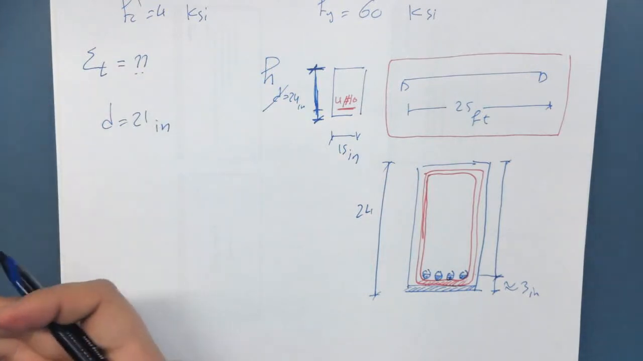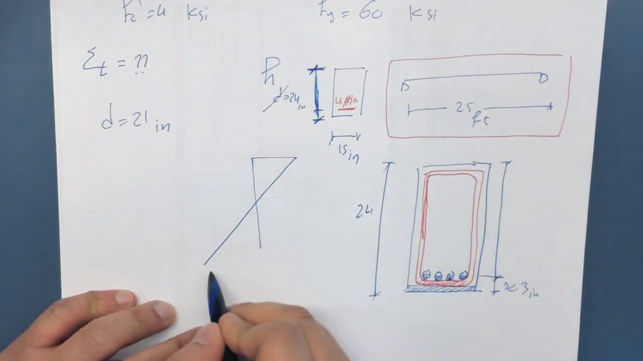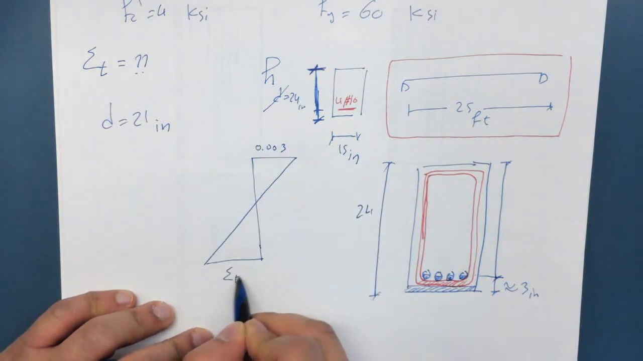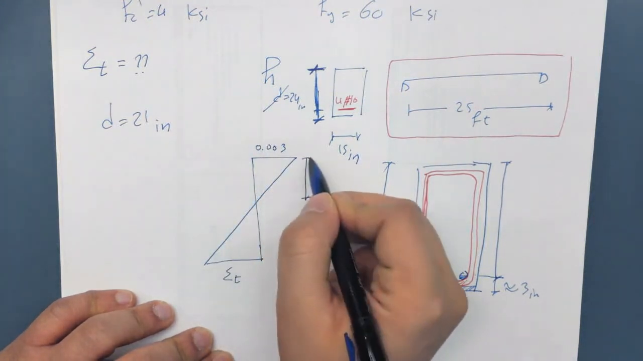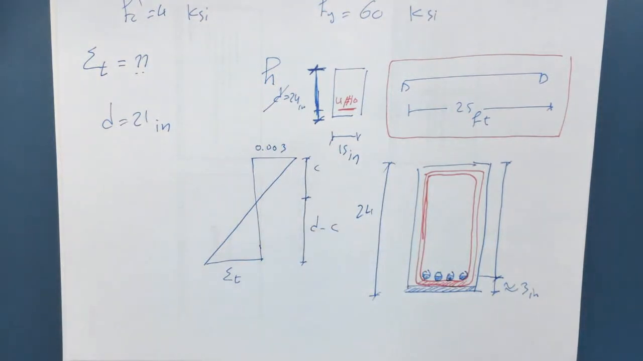If we want to know the strain in the steel, it goes back to the same strain diagrams that we drew before. This is 0.003, this is epsilon t, this is c, and this is d minus c. So it's exactly the same as this problem over here.